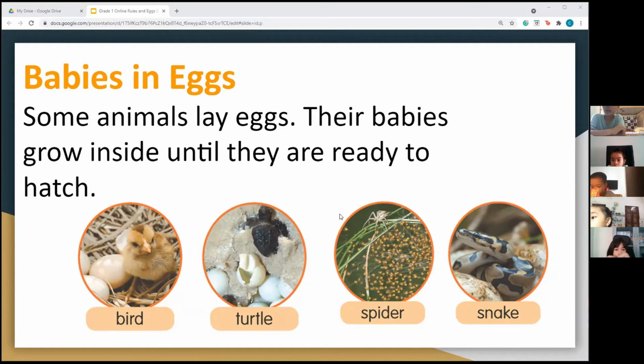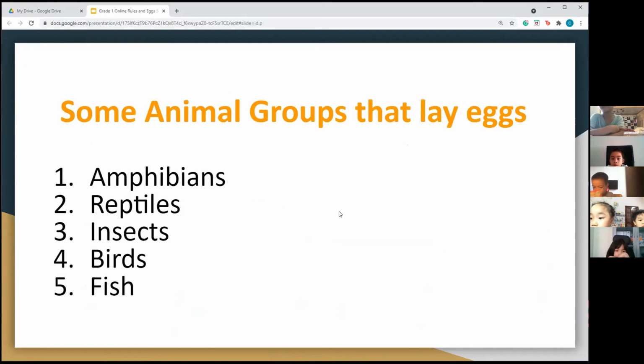Lay eggs. Now, animals are put in groups depending on their characteristics and traits. And this is what we'll be learning about online. This is what your first book will be on, putting animals into groups. Now, these are a few of the groups. We have amphibians, 2 is reptiles, 3 is insects, 4 is birds, and 5 is fish.